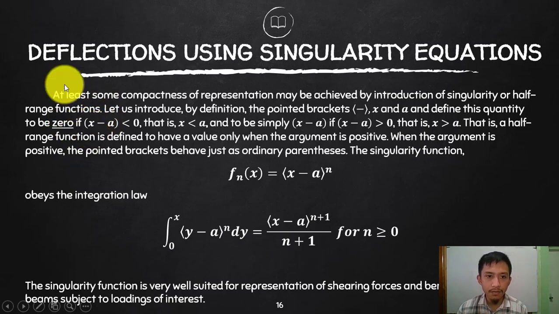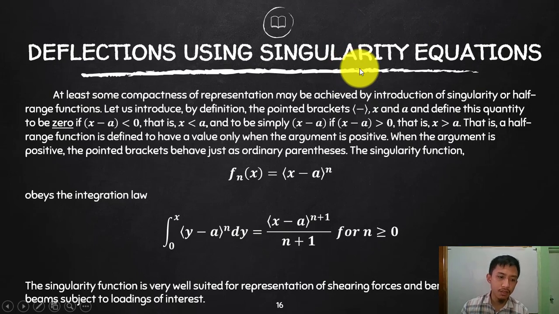However, if it is the other way around, wherein x is bigger than a, you will end up with the value inside the pointed bracket being a positive number, or 0, then we should include that in the equation. So that is the difference of your singularity equation from your simple moment equation of each segment.